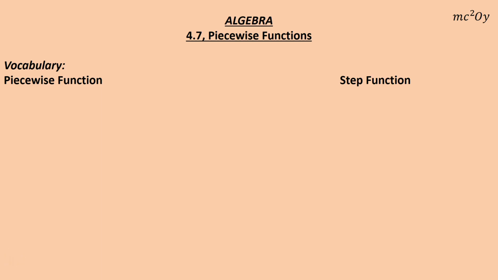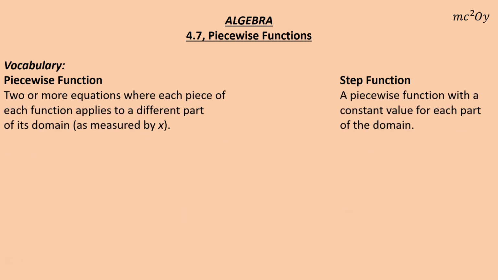Okay, we're going to talk about 4.7 piecewise functions and step functions actually as well, which is just a special type of piecewise function. So let's go ahead and start with some vocabulary. A piecewise function is where two or more equations each apply to a different part of its domain. And remember, domain is measured by x value. It's interpreted through our x-axis. Whereas a step function is a special piecewise function with a constant value for each part of the domain.